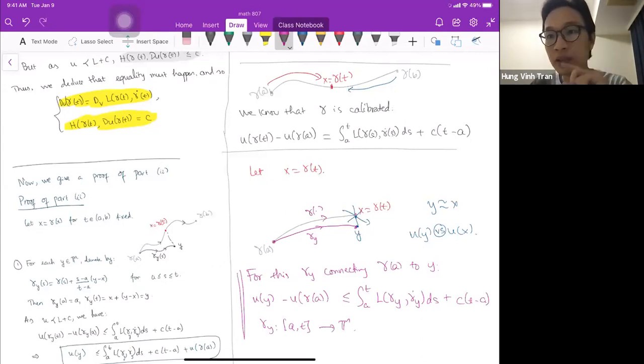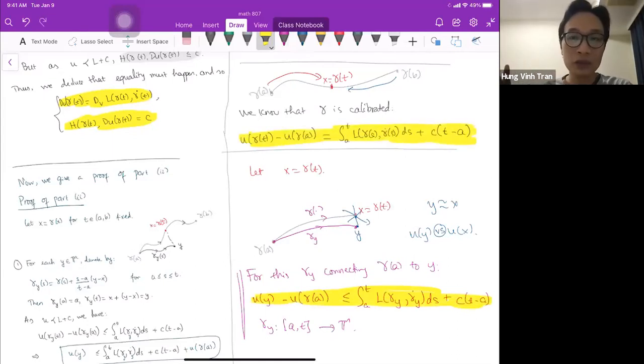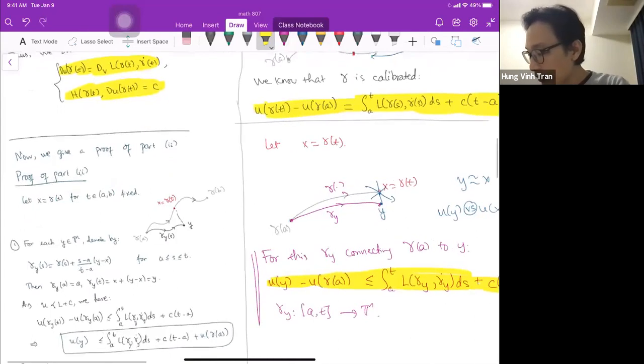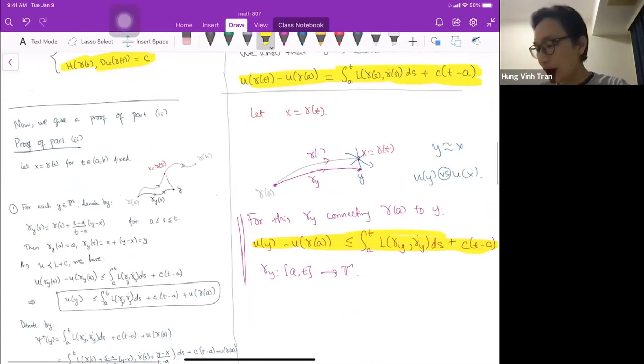I'm trying to create certain perturbations or certain curves connecting from gamma a to y, and then I can use this inequality to read off the information here, right? Because for gamma y, I have this inequality, but for gamma, I have a calibrated curve, or a minimizer, so I have equality. I can combine the two and get certain information. Okay, that's the idea. Now let's have a look at the lab panel here. That's exactly the idea I have written down.